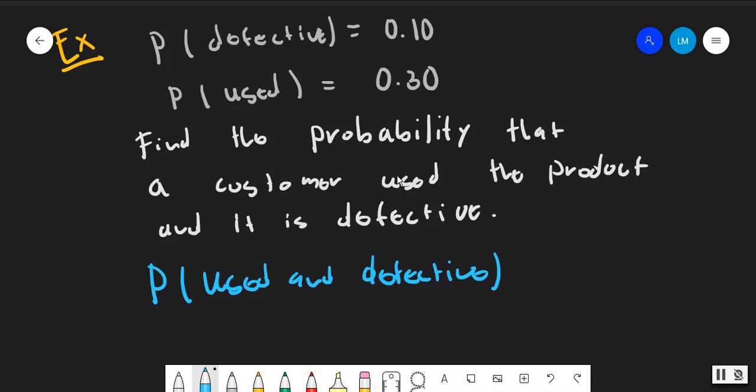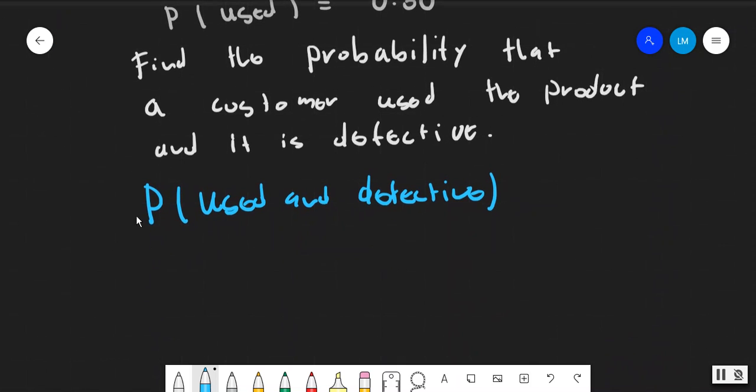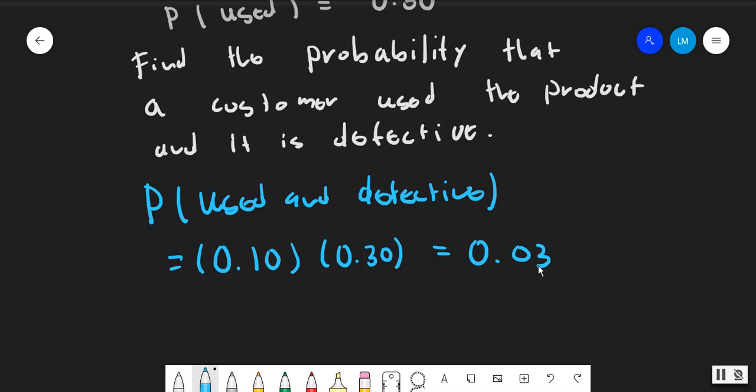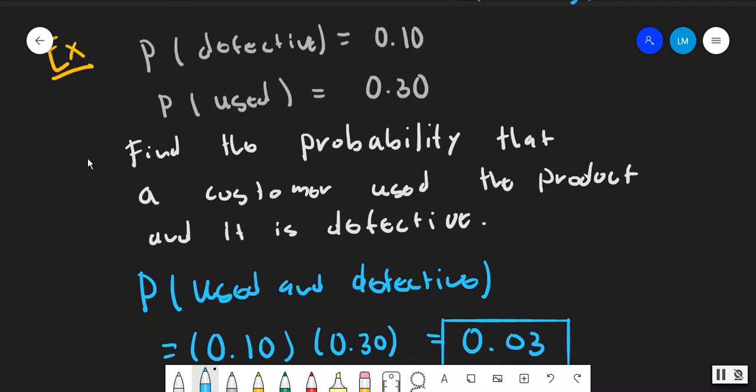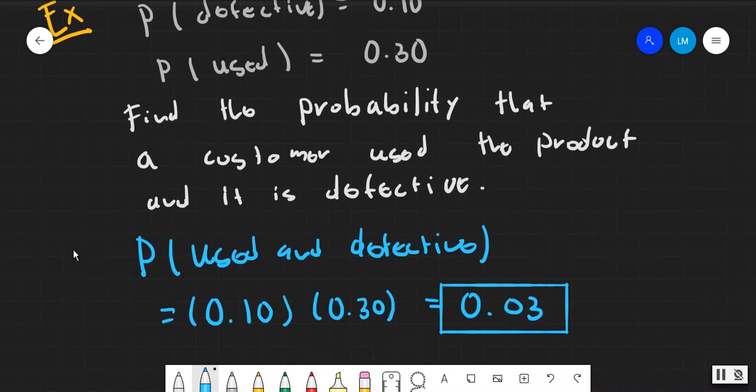All you need to do is multiply through. So it's going to be 0.10 multiplied by 0.30, which equals 0.03. If you wanted to interpret this, it means that for every 100 claims made towards the manufacturer, only about 3% of them are actually legit.